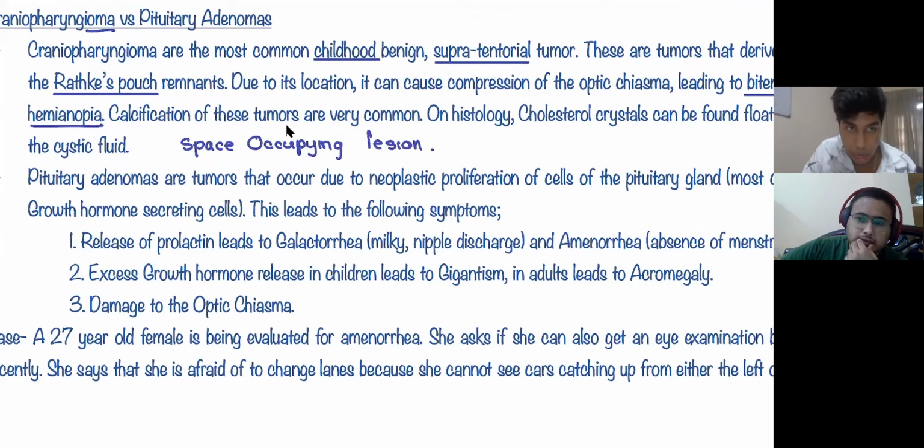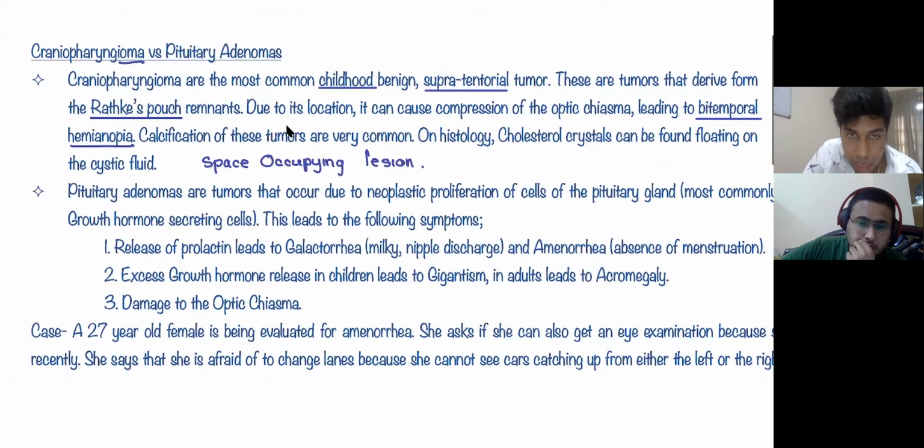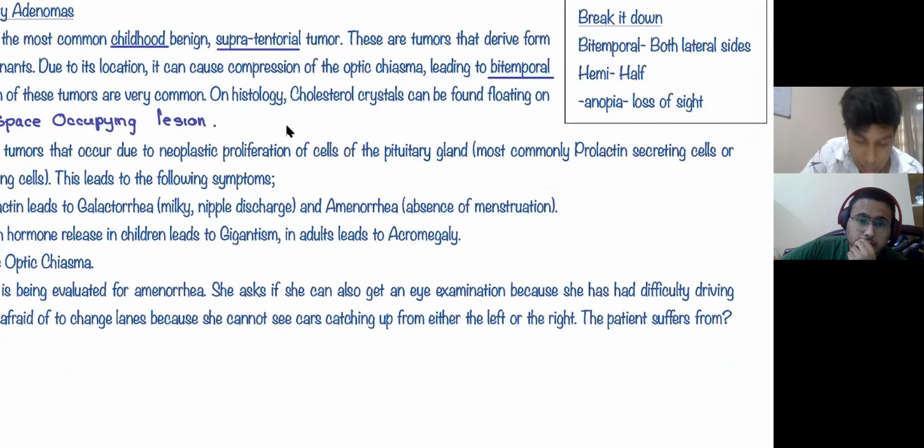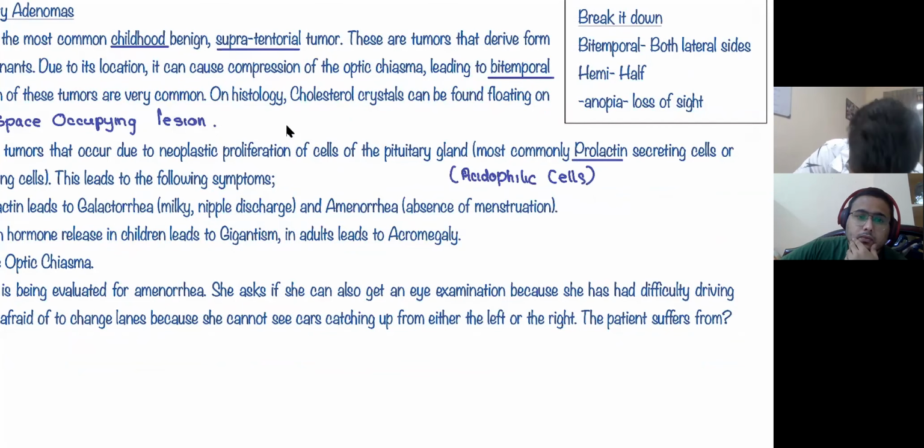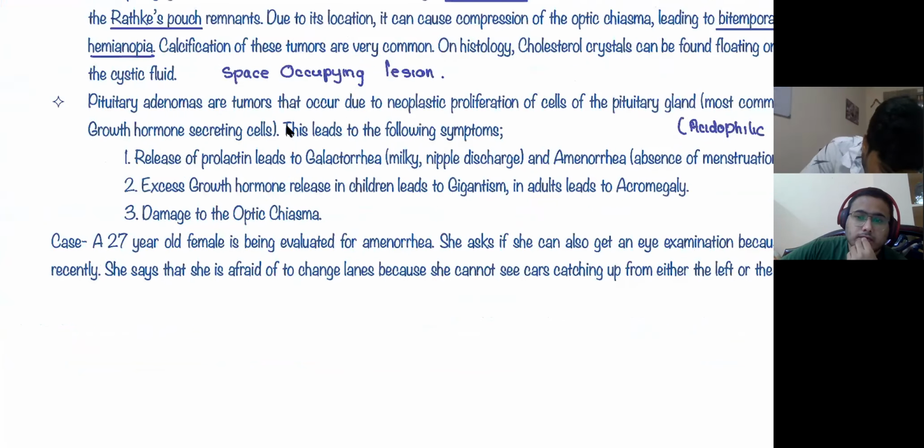The next one are pituitary adenomas. Pituitary adenoma is a growth of the acidophilic cells of the pituitary gland. I told you there are two types of cells, the basophilic and the acidophilic. And the acidophilic cells produce prolactin and growth hormone.